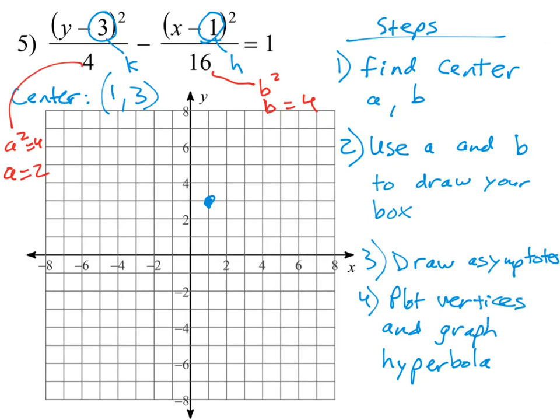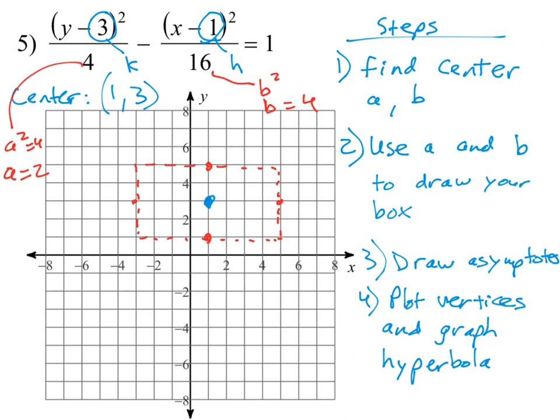So we're going to go from our center vertically an a distance since it's under y. Just like when we have an ellipse, whatever's under y is the vertical part. And then we're going to go our b distance horizontally, because b squared was under x. So we can go right and left 4: 1, 2, 3, 4. And we're going to use that to draw a box. So now we have our box.